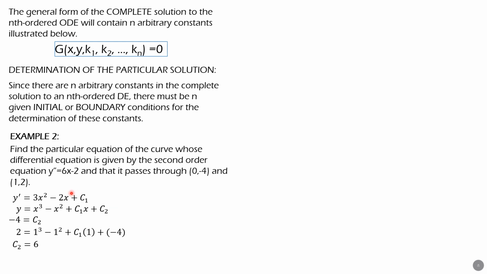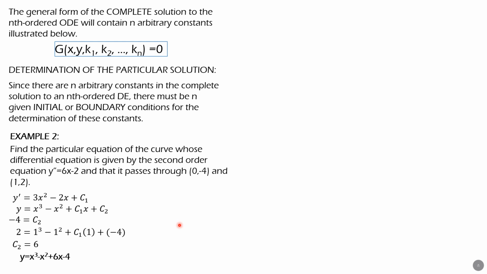So the particular solution to this second order first degree ordinary differential equation is x cubed minus x squared, then plus 6x minus 4. That's the equation. y equals x cubed minus x squared plus 6x minus 4.